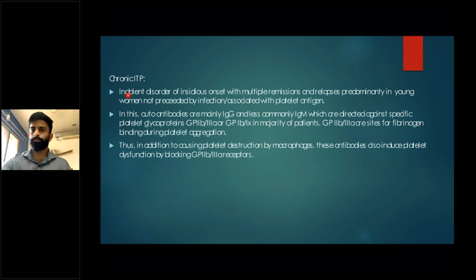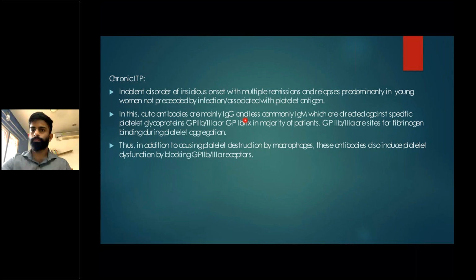Chronic ITP is an indolent disorder of insidious onset with multiple remissions and relapses, predominantly in young women, not preceded by infection or associated with a platelet antigen. In this, the autoantibodies are mainly IgG and less commonly IgM, directed against specific platelet glycoproteins, GP IIb/IIIa and GP Ib/IX in the majority of patients. These are sites of fibrinogen binding during platelet aggregation.